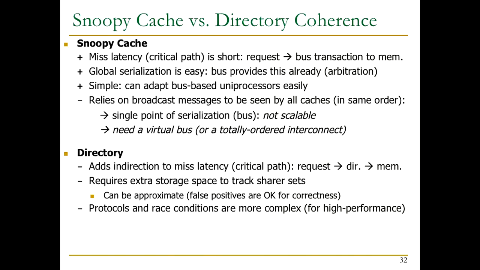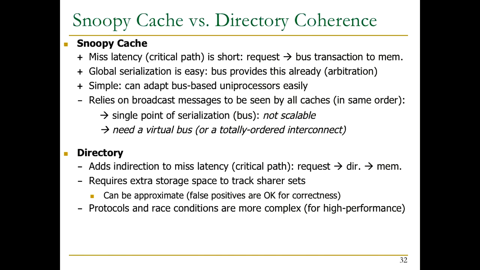And protocols and race conditions may be more complex if you want to get high performance, because now the directory needs to mediate what's going on in the system. Whereas if you really have a single bus, you know what's happening every cycle on the bus, and you can make things a lot simpler. Whereas the directory now needs to keep track of many, many things, right? I think somebody pointed out yesterday, what if multiple caches request the same block?